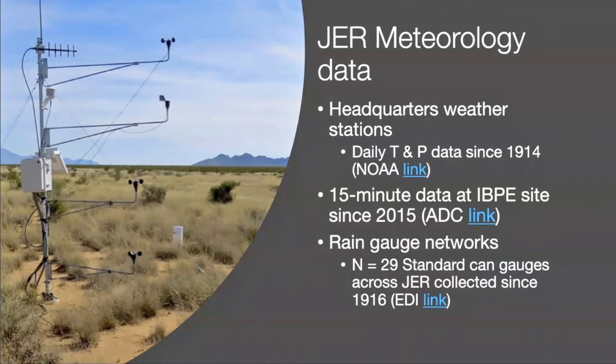There are several rain gauge networks on the Jornada as well. The one with the longest record is the Standard Can Gauge Network, which has been collected monthly since 1916, and there are 29 standard can gauges. Those data are available at EDI.